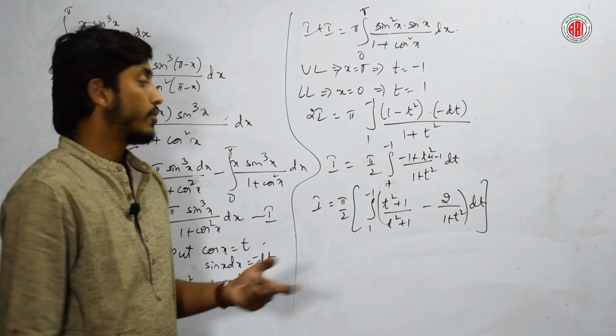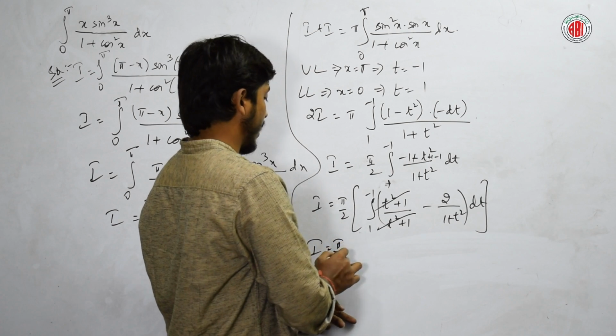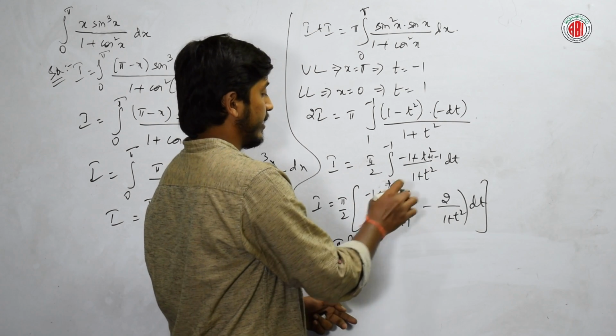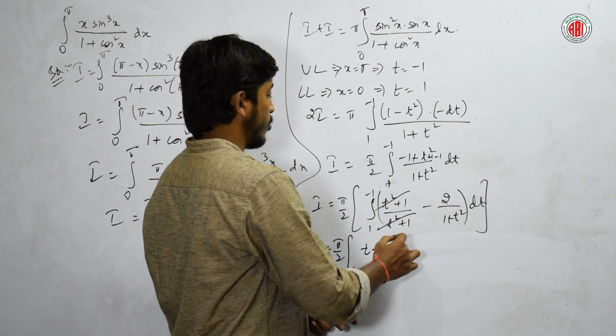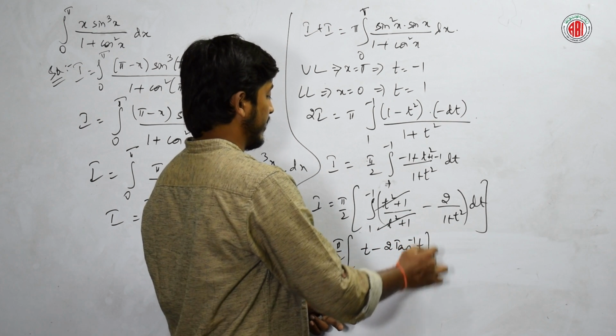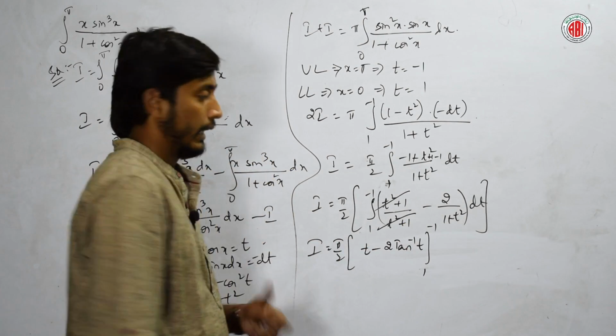Is it? So let us integrate this now. These both will get cancelled. I will get it as I is equal to pi by 2 into, this is 1, integral 1 dt is t minus 2 tan inverse t from 1 to minus 1. Let us substitute everything here.